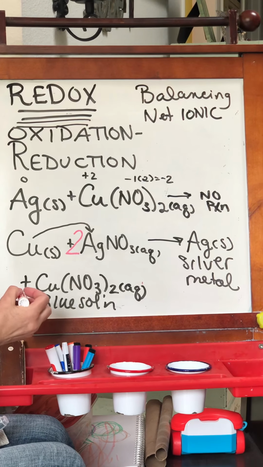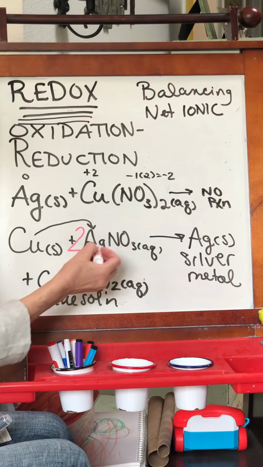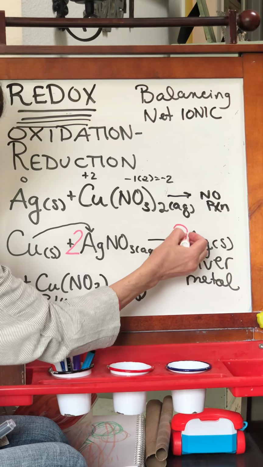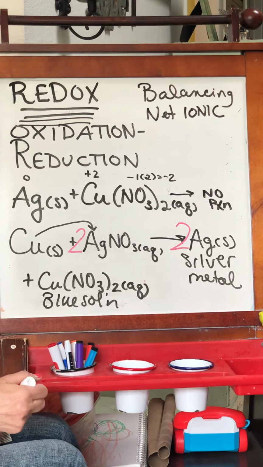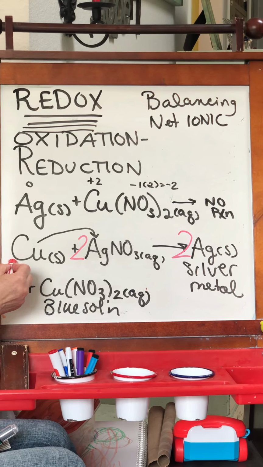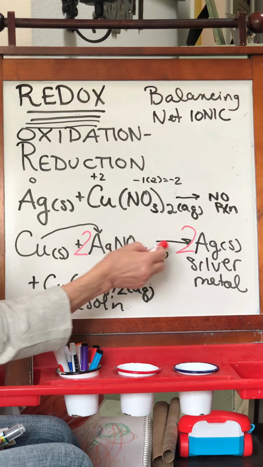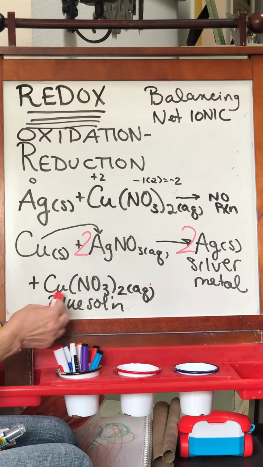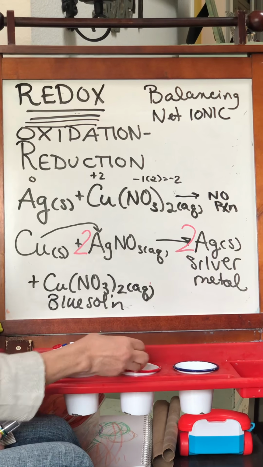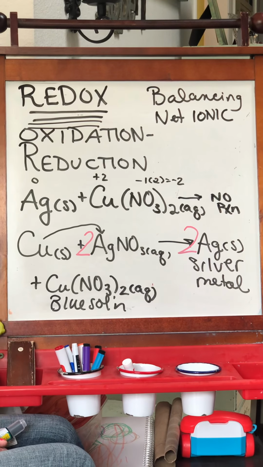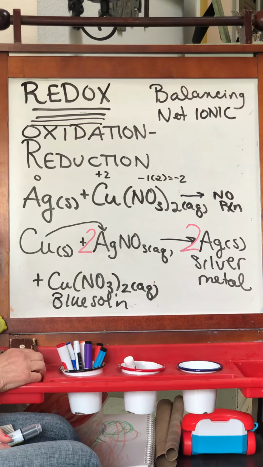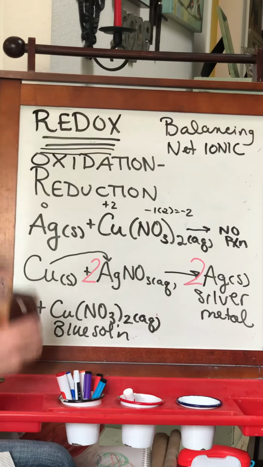I'm going to put a 2 there. That takes care of the nitrate. Now I have 2 nitrates, and I'm going to put a 2 there. So that tells me I have 2 silvers. So 1 copper, 2 silvers, 2 nitrates goes to 2 silvers, 1 copper, 2 nitrates. So we're balanced. Okay, I'm going to rewrite this equation and talk about the reduction and oxidation that went on. So I'm going to stop right there.